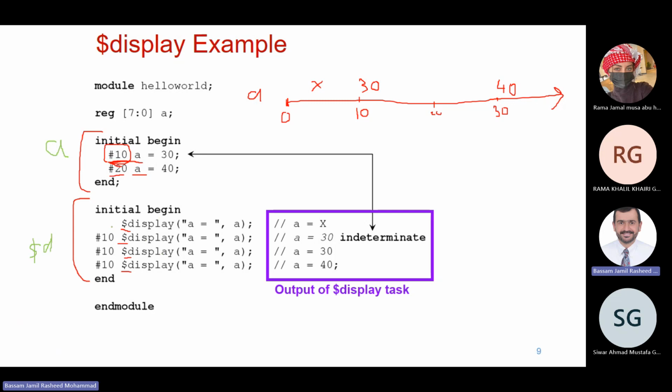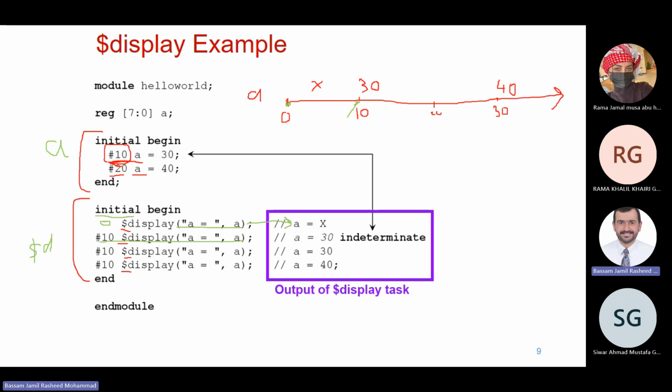So initially, when we start executing this initial block, we come here at time 0, and we say display the value of A. So we look here, what's the value of A? At 0 it is unknown. That's why we print that the value of A is unknown. This is the output of the simulation. Now, after 10 simulation ticks, we print the value of A. So what's the value of A? The value of A is right here.